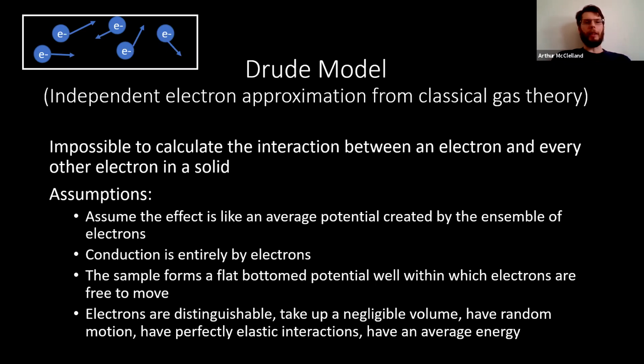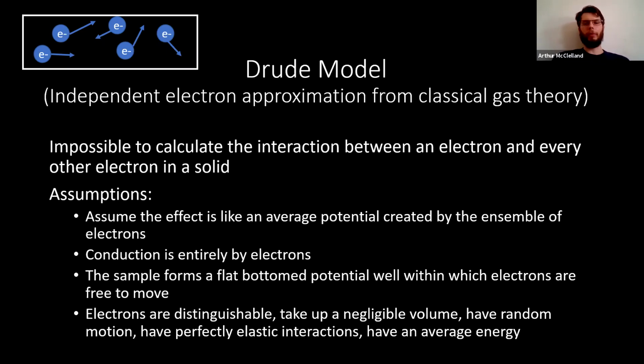It assumes that the conduction is entirely by electrons. We'll see a little bit later, the conduction can also be by holes, but we'll get to that in good time. The model assumes that the sample forms this flat bottom potential well within which electrons are free to move. We'll start with that model a little later, and then we'll quickly move to more realistic models. And then it assumes that the electrons are all distinguishable. They take up negligible volume. They have this random motion. They have perfectly elastic interactions, and they have some sort of average energy.